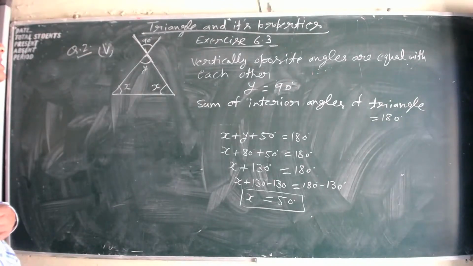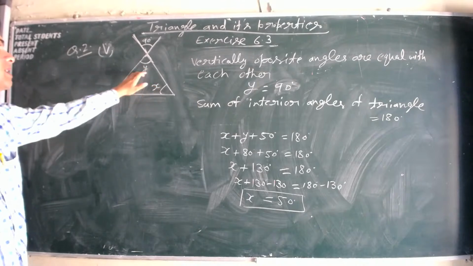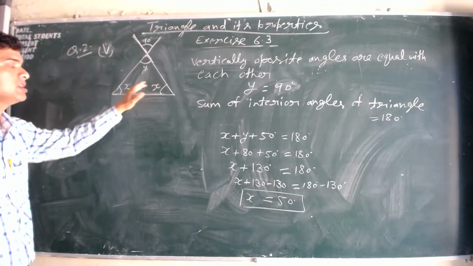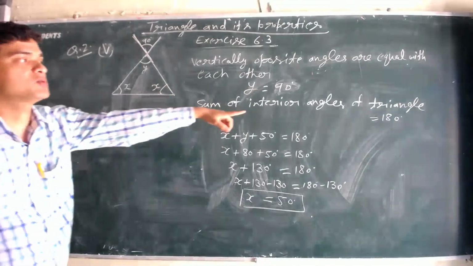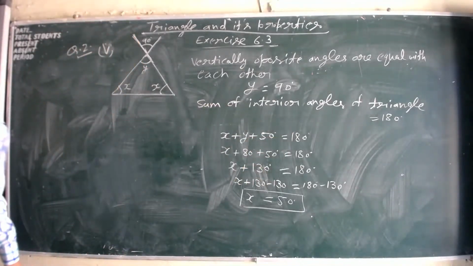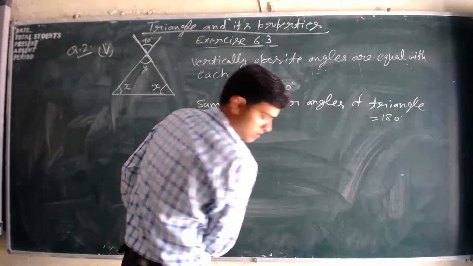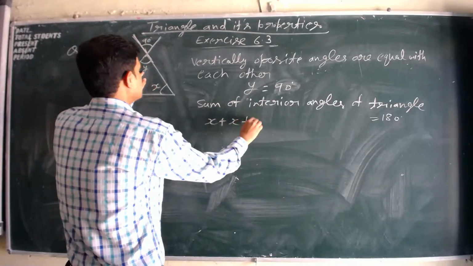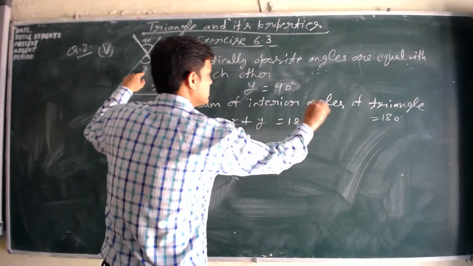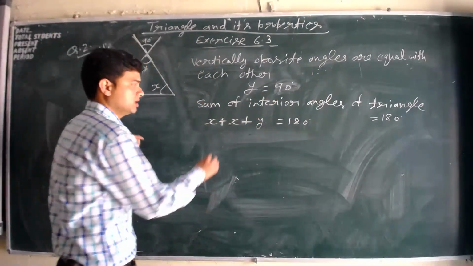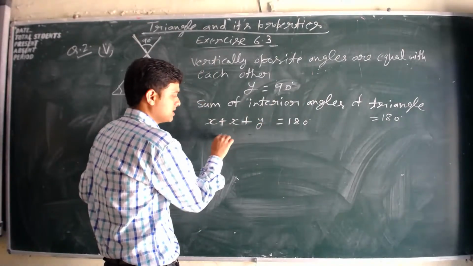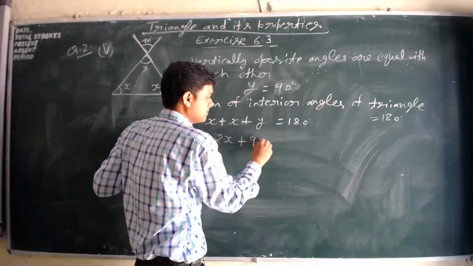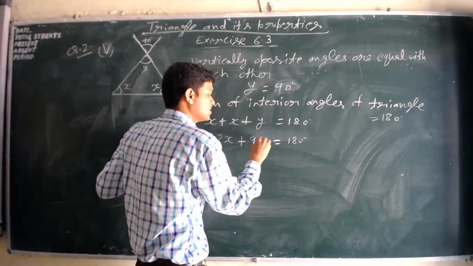Now the next is the sum of these three angles. Okay, these are the three interior angles of a triangle. The sum of these three is equal to 180 degrees. So x plus x plus y is equal to 180 degrees. Now the value of y is equal to 90 degrees. x plus x is equal to 2x, so 2x plus 90 degrees is equal to 180 degrees. Now it is an equation in one variable.